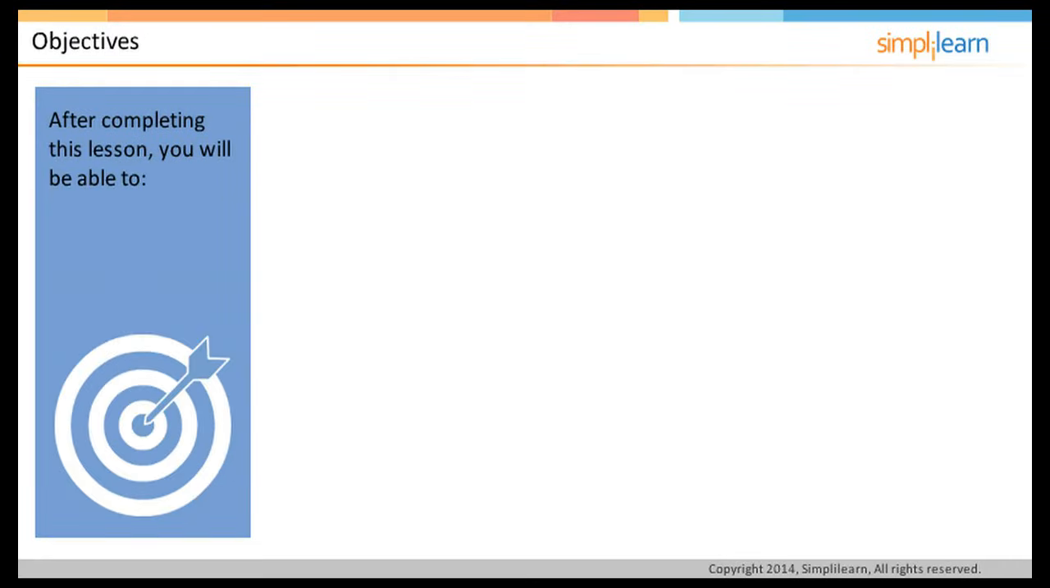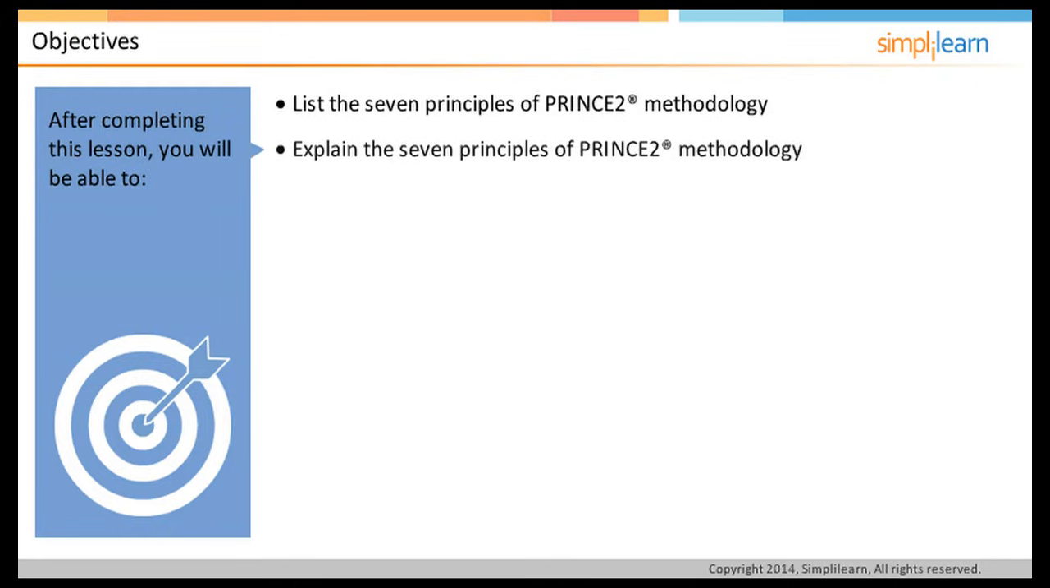After completing this lesson, you will be able to list the 7 principles of PRINCE2 methodology. Explain the 7 principles of PRINCE2 methodology. In the following screen, we will list the 7 principles.